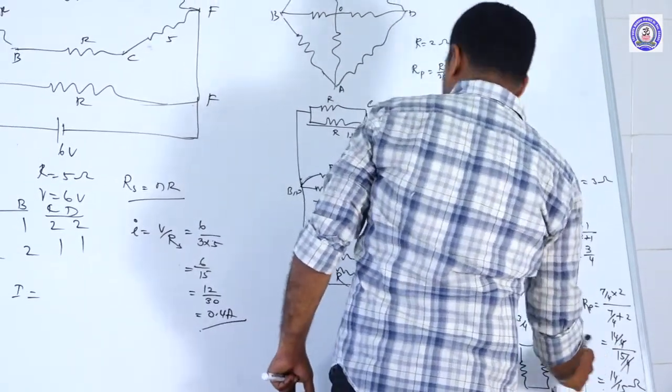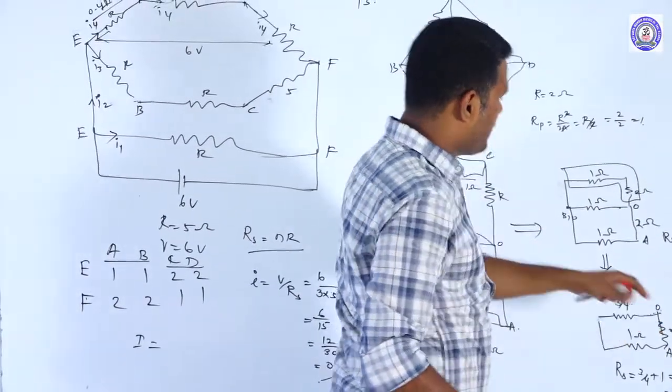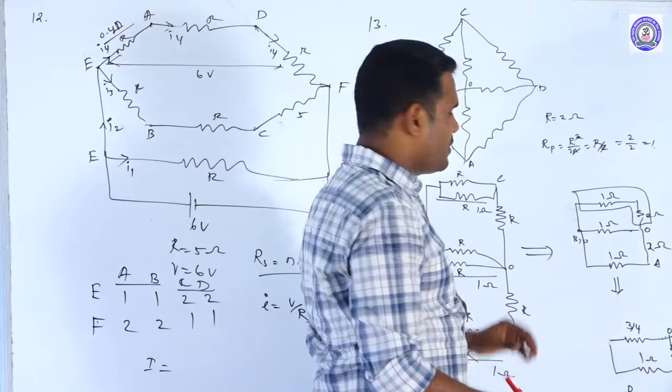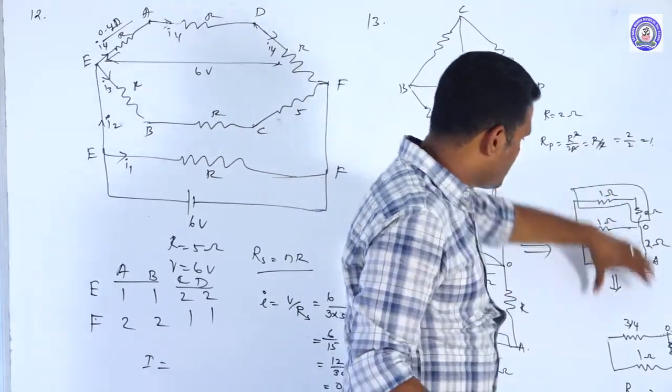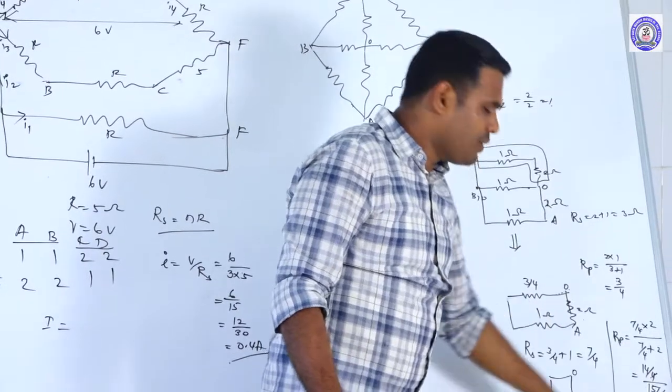So the effective resistance between O and A is 14 divided by 15 ohm. This is the route by which we are simplifying the circuit. In the final step, we are getting the effective resistance value as 14 by 15.